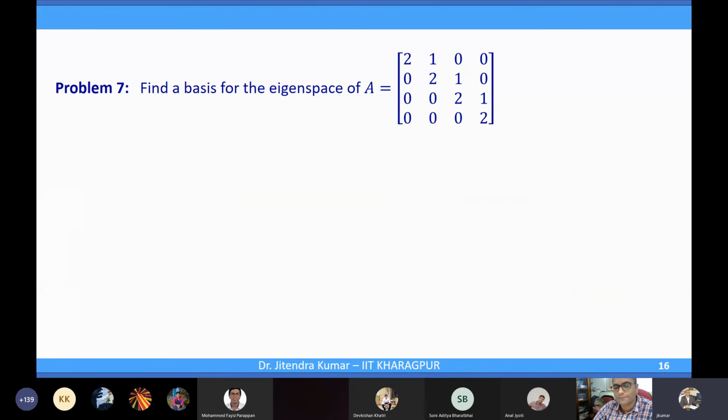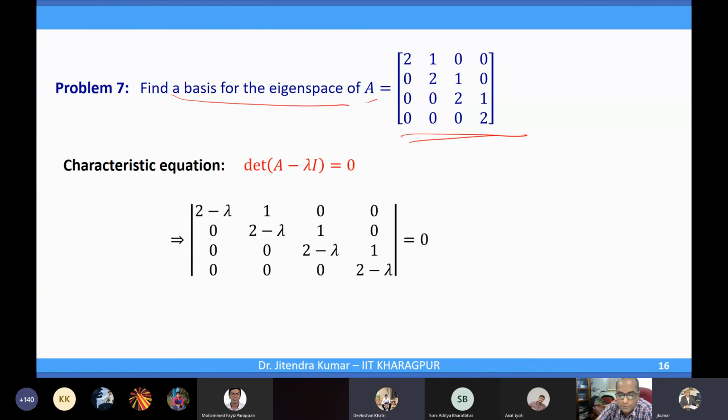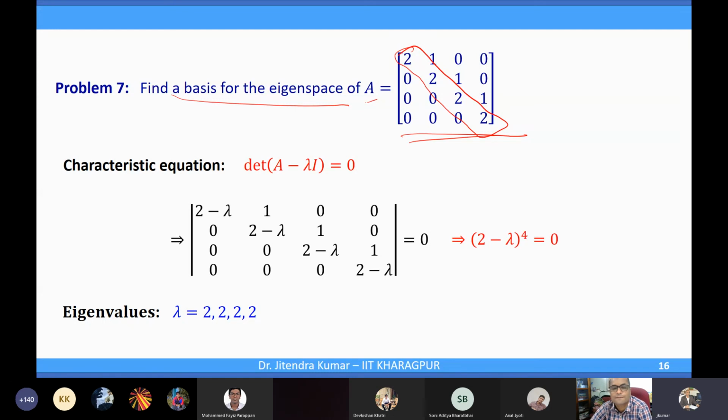For example, here find a basis for the eigenspace of A. You have this big matrix. What are the eigenvalues? 2, 2, 2, 2, so 4 times repeated. As I said, it's a triangular matrix and the eigenvalues sit on the diagonal. Clear? So you have 2, 2, 2, 2.